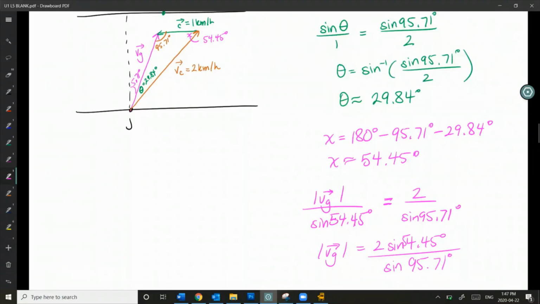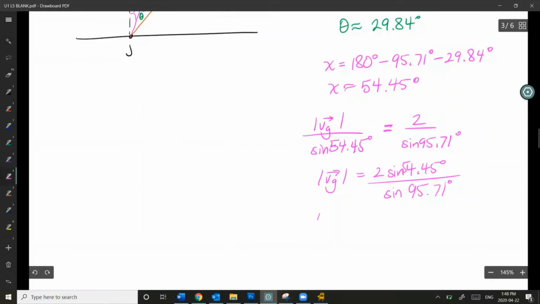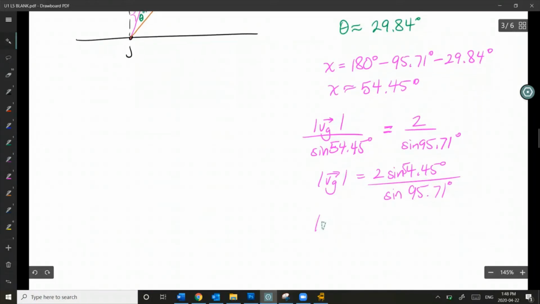All right, so if you happen to leave the value in your calculator, you can do sine of your answer times 2 divided by the sine of 95.71, and that should give you a very close answer for your ground velocity. I'm going to round this to 1 decimal place since we don't need to use this for more calculations. So this will be velocity with respect to the ground is approximately equal to, I got 1.635. So I'm going to say 1.64 kilometers per hour.